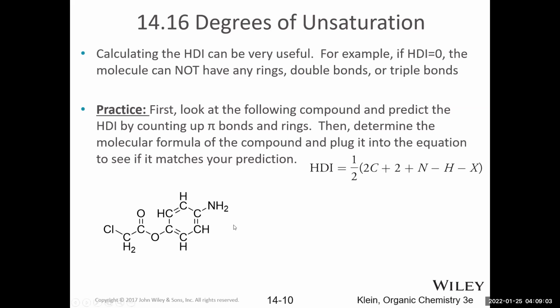First, I want you to look at this compound and predict the HDI value by just simply counting up the number of pi bonds and rings that you see. Then determine the molecular formula of the compound. So just go C something, H something, how many nitrogens, how many oxygens, how many halogens, right? So determine the molecular formula. Plug it into this equation to calculate your HDI and see if it matches your prediction. Go ahead and pause now and work on that, and then come back and we'll go over it.